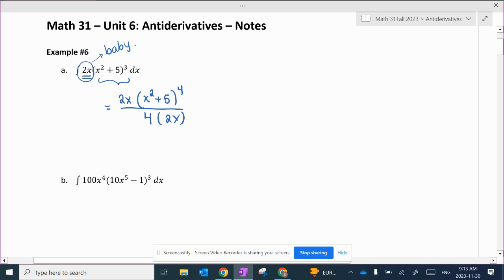In differentiating, we would have multiplied by 2x as part of our chain rule. So undoing the chain rule, we're dividing by 2x. And then the baby just cancels right out. So we have 1 over 4 times x squared plus 5 to the power of 4 plus c. What looked like it was going to be a problem, because it looked like we had a product of two functions, wasn't a problem because that little baby function just went away at the end of the day when we undid the chain rule that would have been done to find the derivative. Does that make sense?